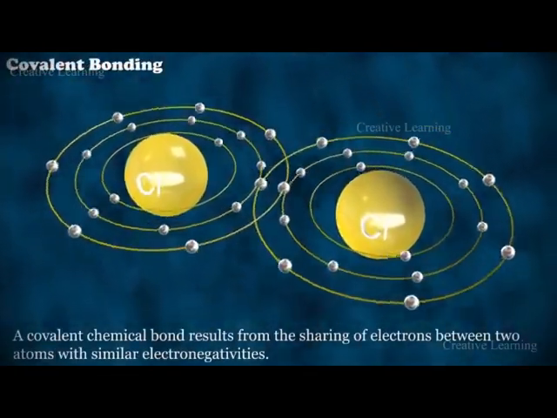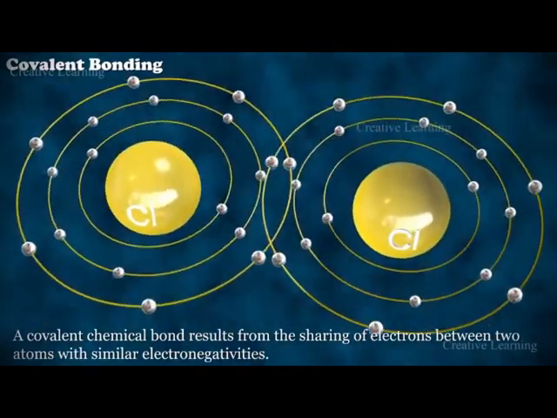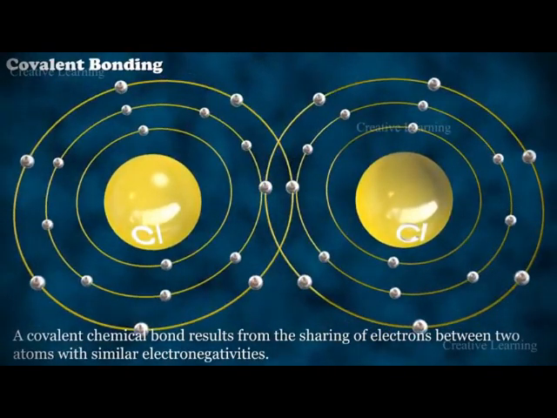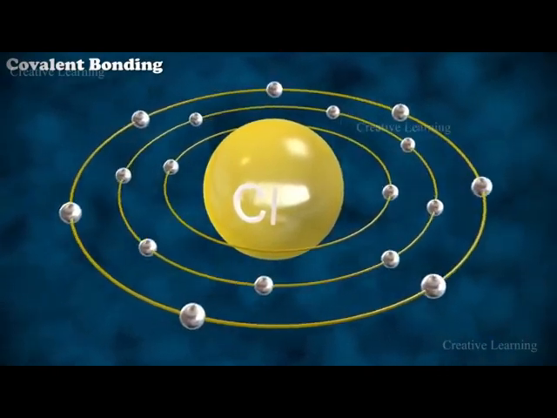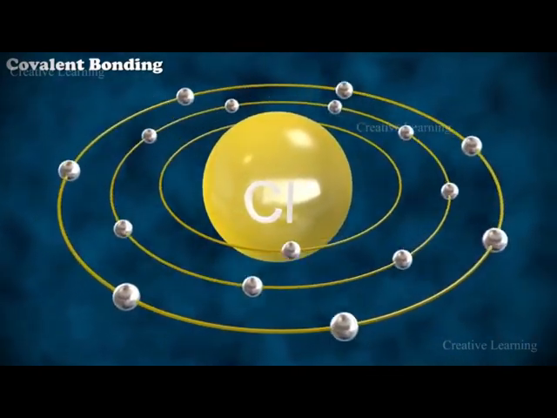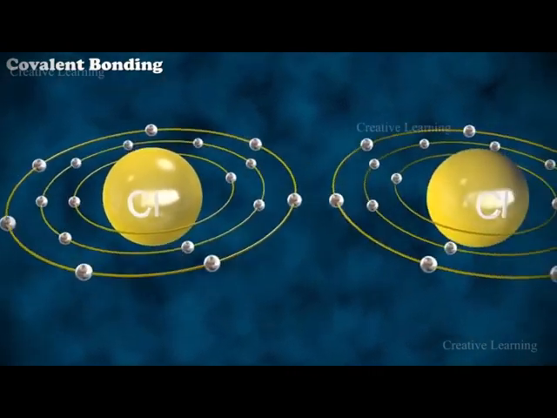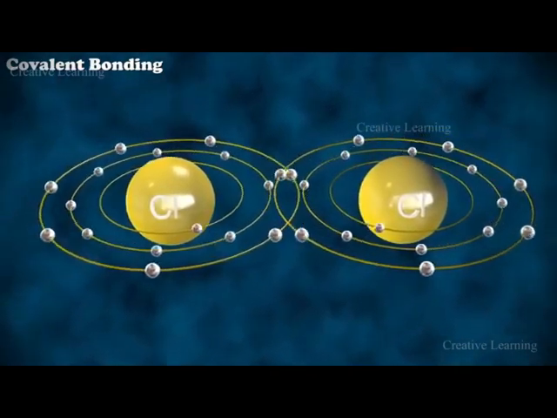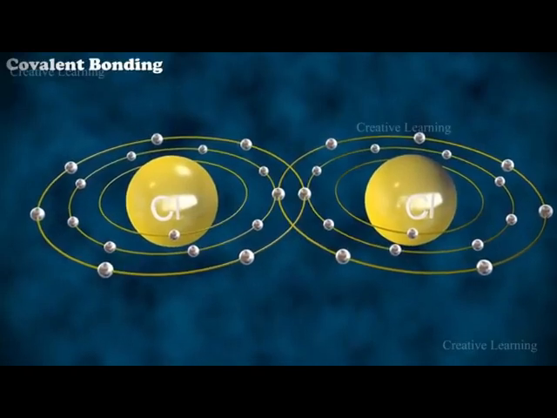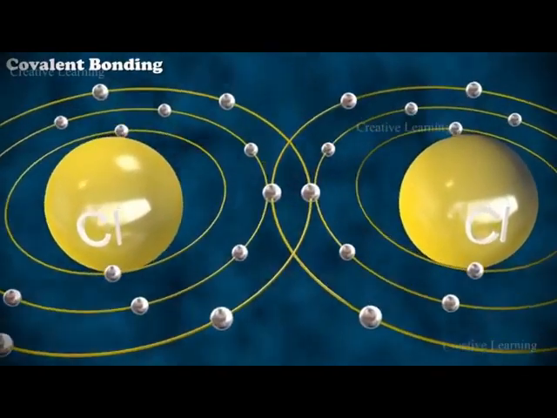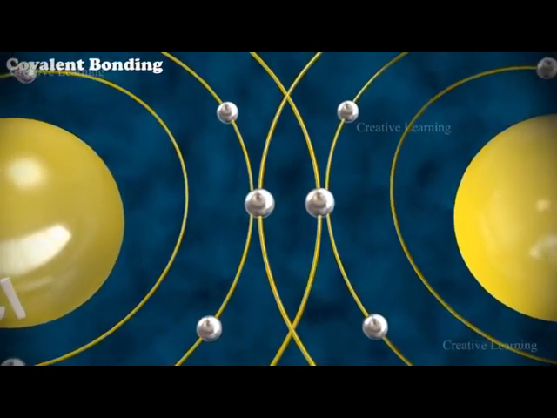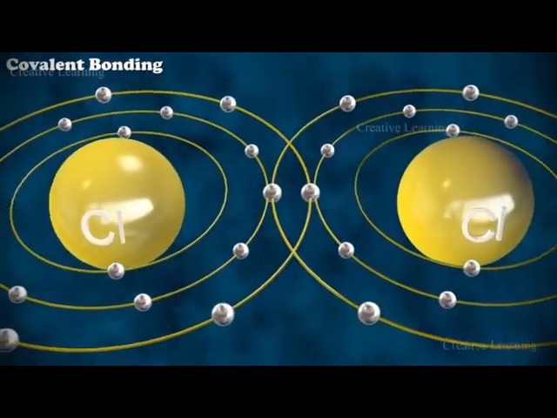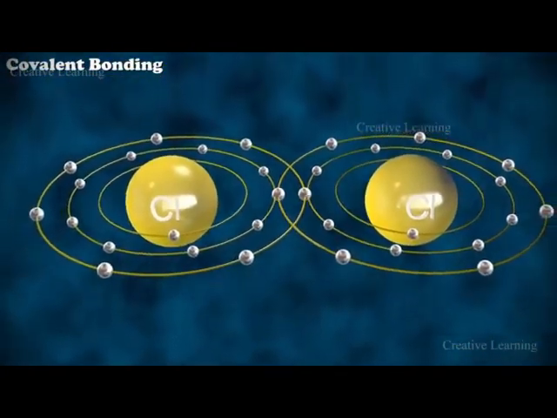Covalent bonding. A covalent chemical bond results from the sharing of electrons between two atoms with similar electronegativities. The electronic configuration of the chlorine atom is one electron short of the argon configuration. The formation of the chlorine molecule can be understood in terms of the sharing of a pair of electrons between the two chlorine atoms, each chlorine atom contributing one electron to the shared pair. In the process, both chlorine atoms attain the outer shell octet of the nearest noble gas, that is argon.